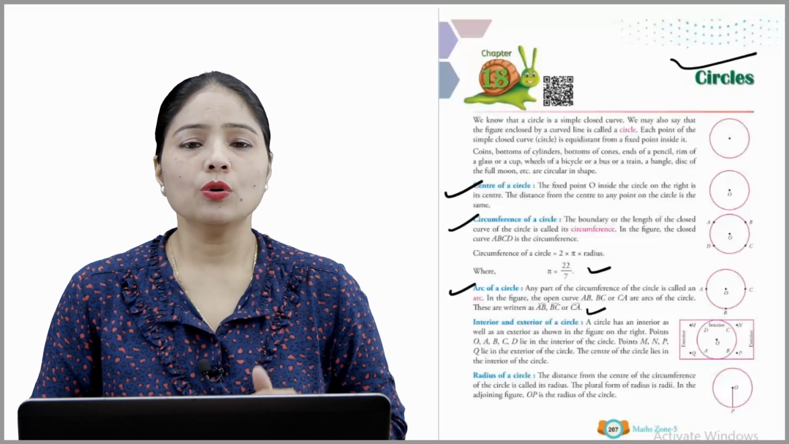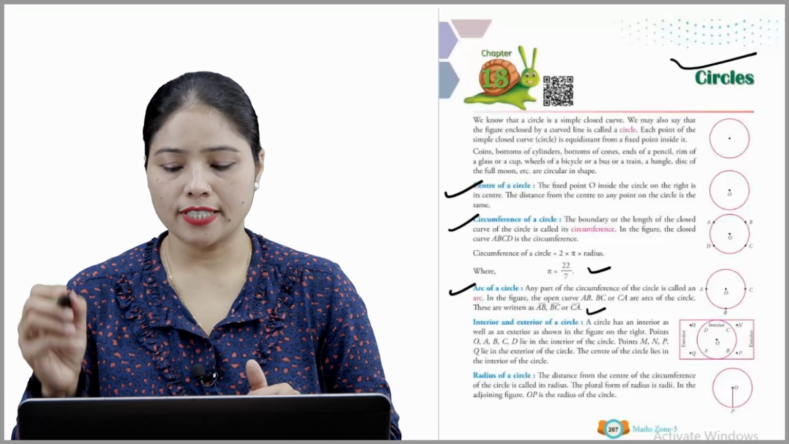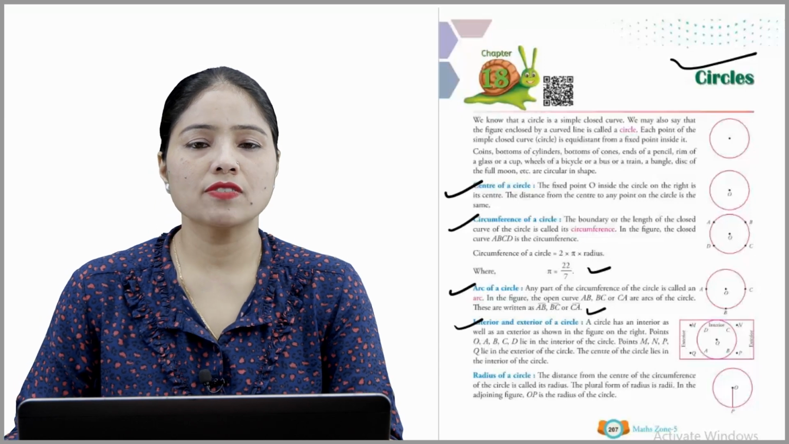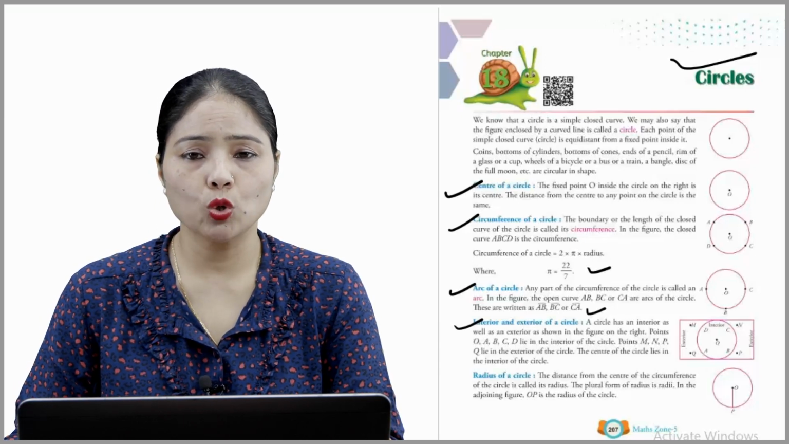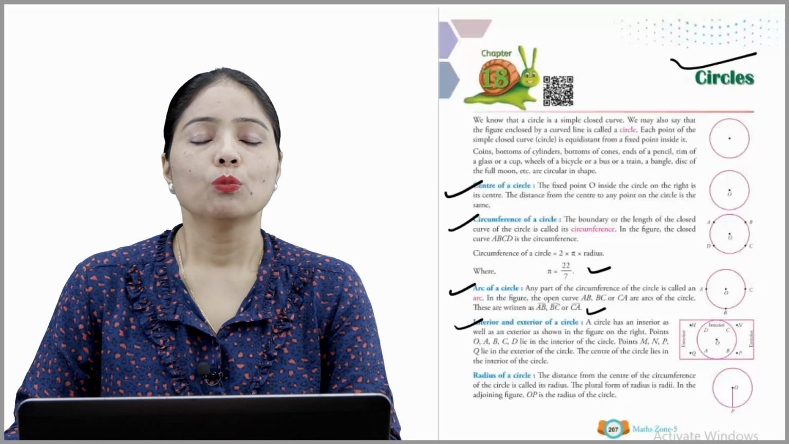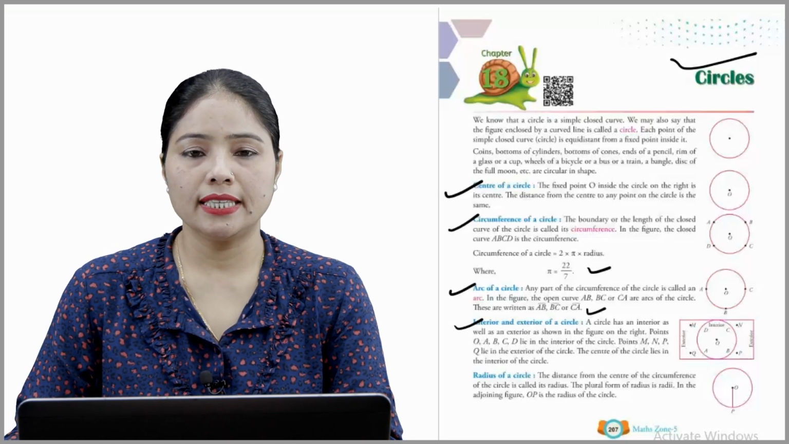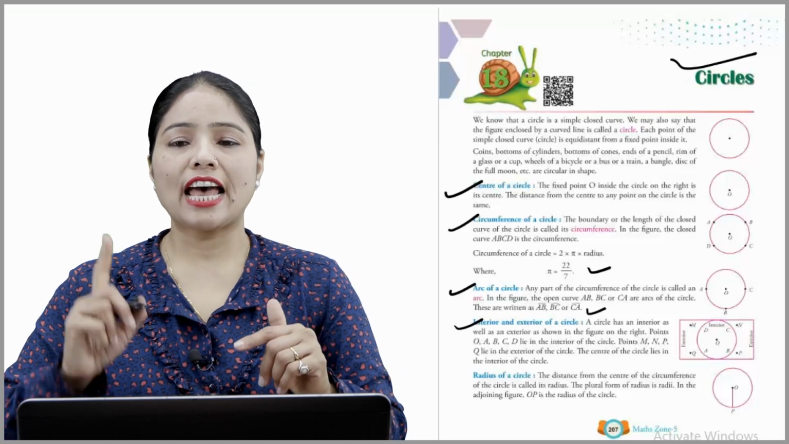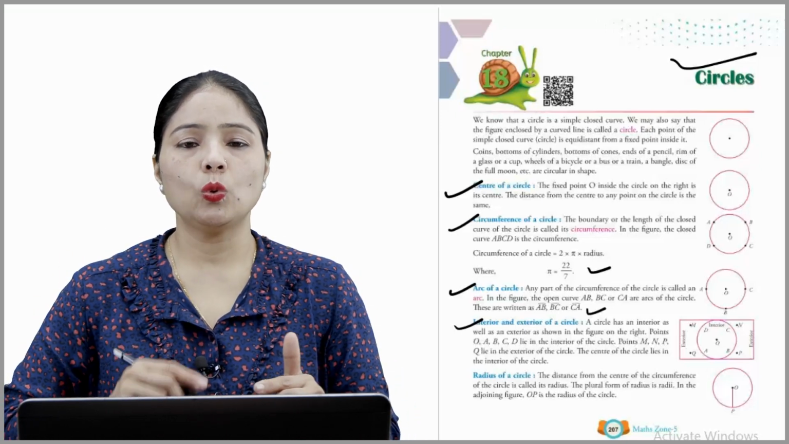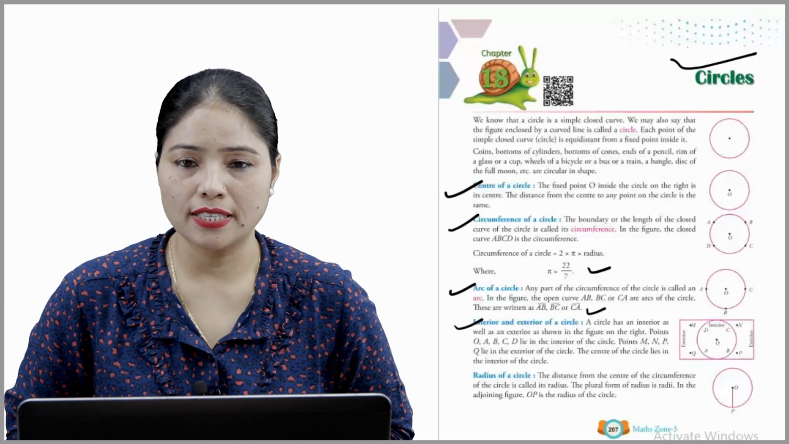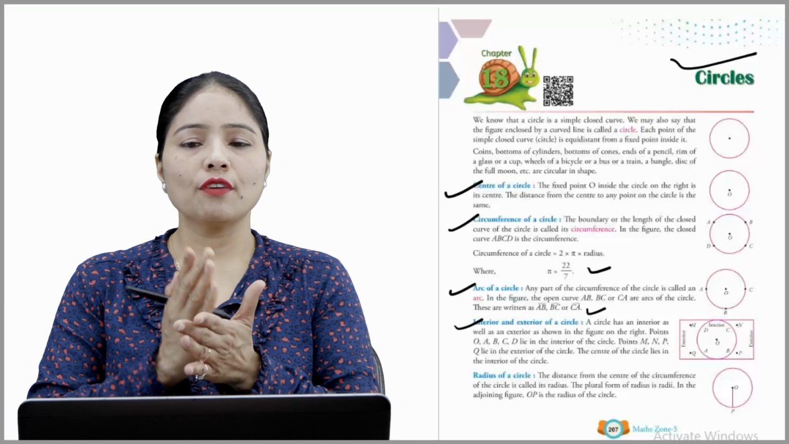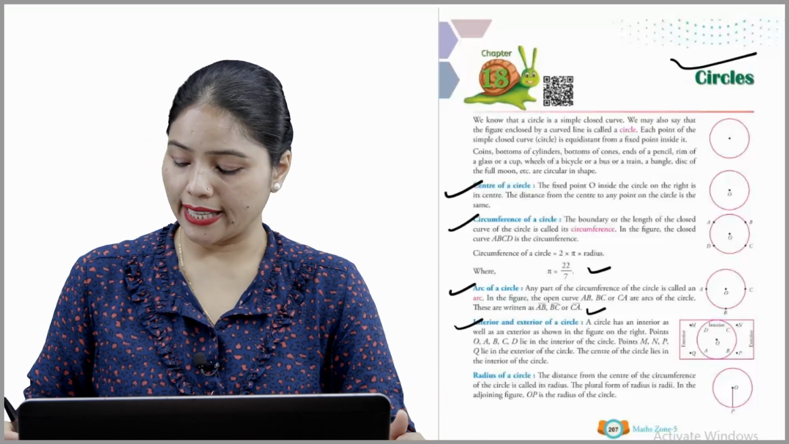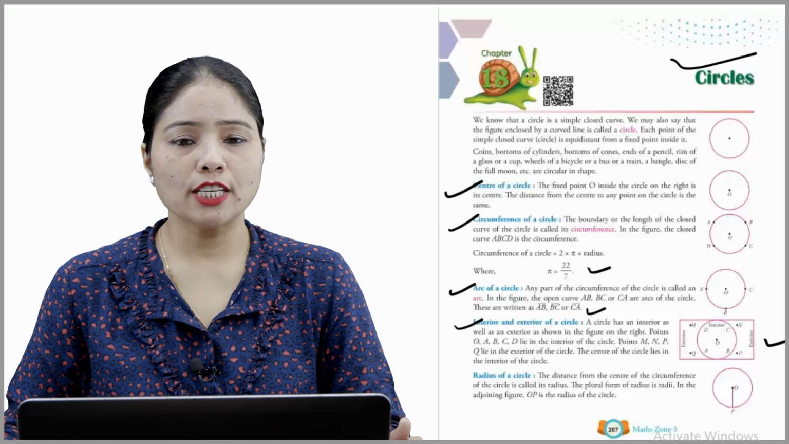Okay. Now interior and exterior of a circle. A circle has an interior as well as an exterior as shown in the figure on the right. Points O, A, B, C, D lie in the interior of the circle. Points M and P, Q lie in the exterior of the circle. The center of the circle lies in the interior of the circle. Okay, like that way.